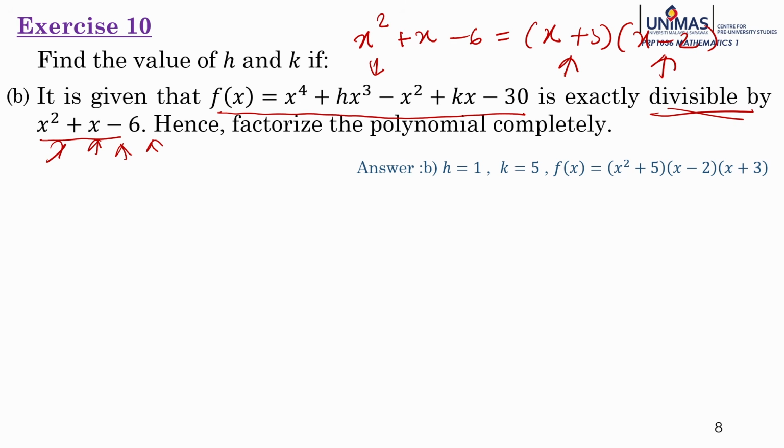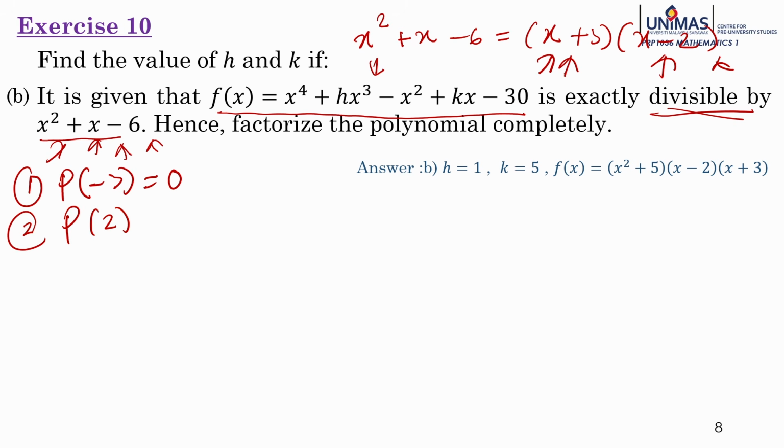So that means for the first one, p of negative 3 equals 0. And the second one, x minus 2, means p of 2 equals 0. So this means exactly divisible, meaning no remainder when we divide. So we have to solve these two to get the values of h and k.